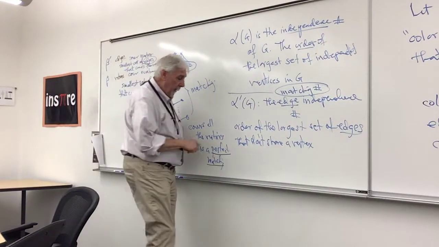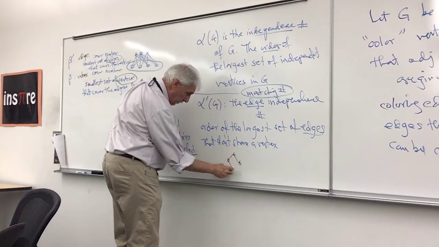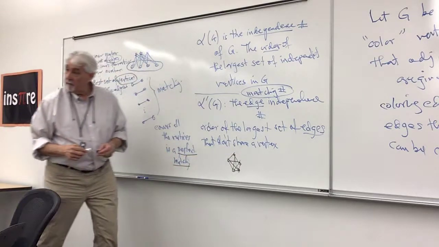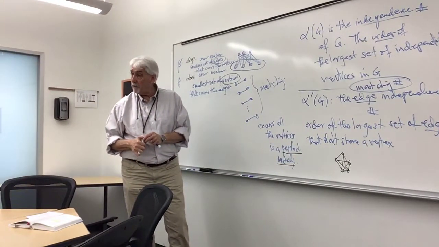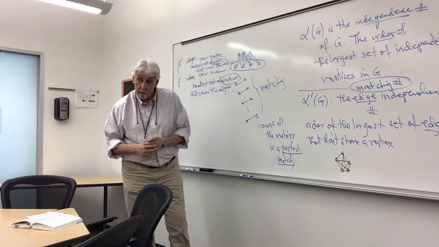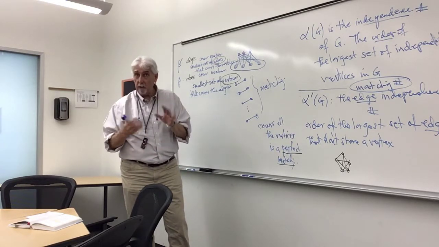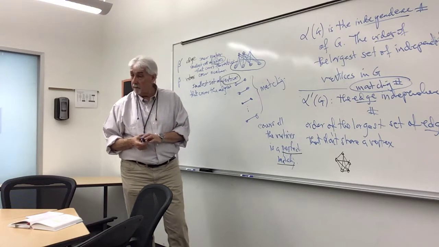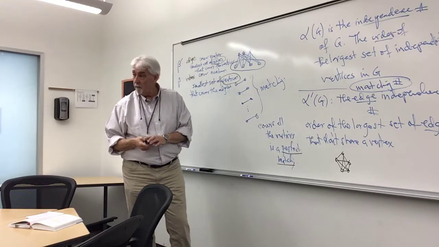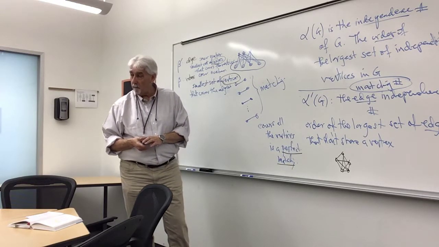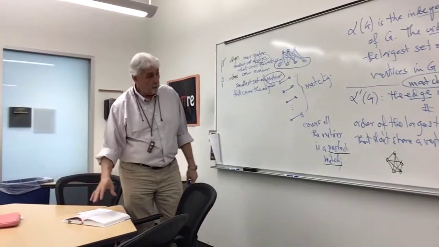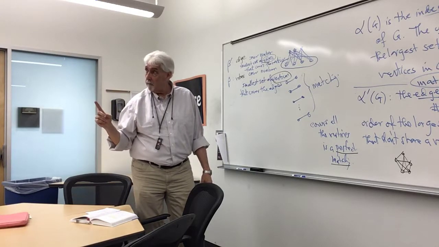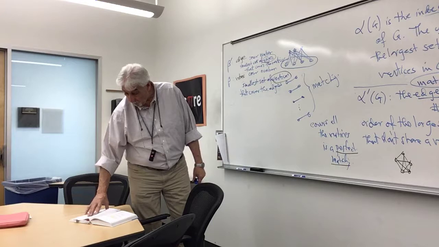So like for K5, how many independent edges? How many? No. Two edges that don't share a common vertex. Two. And what about K7? And what about K8? And K9? 4. Okay. So the complete graphs we know, by the way, the number of independent vertices in a complete graph is always going to be 1. Okay? All right.